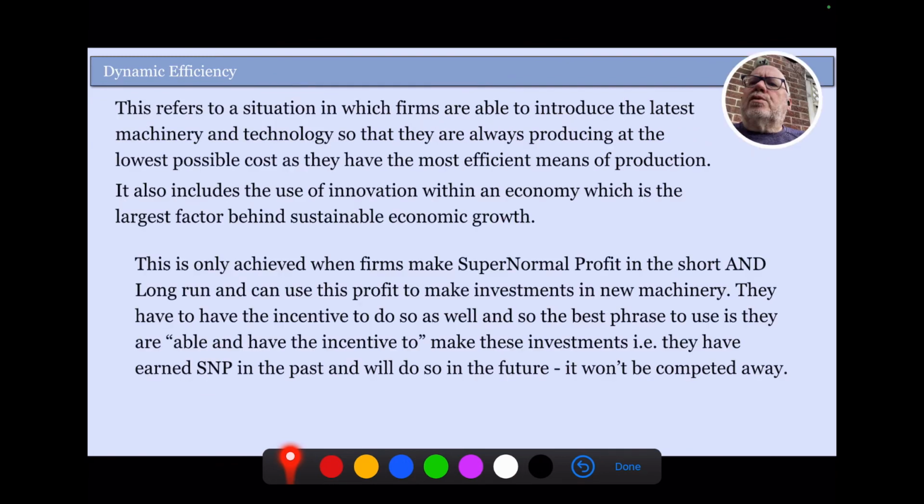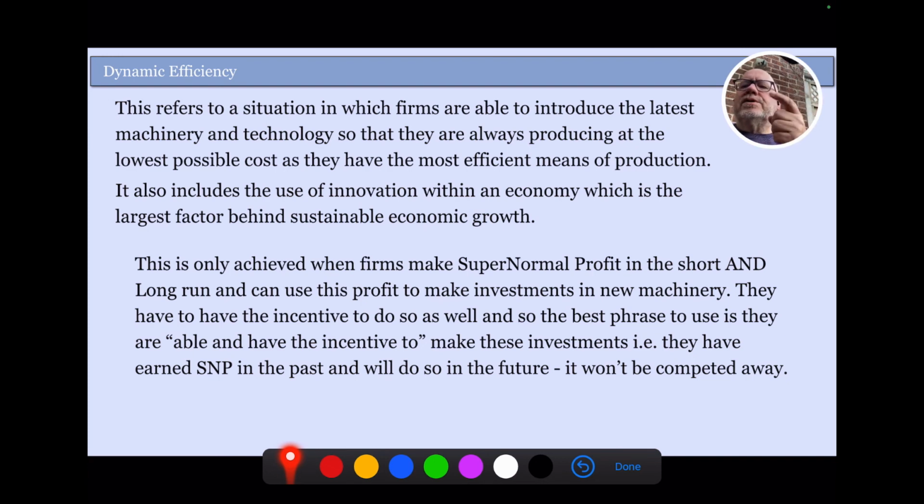Okay, so dynamic efficiency, the last one, is a really important one, which tends to be more difficult to explain, and there's no point on the diagram for this. What this is talking about is a situation in which firms are able to introduce the latest machinery, technology, the latest innovation, so you're always producing at the lowest possible cost. You've always got the most efficient means of production.